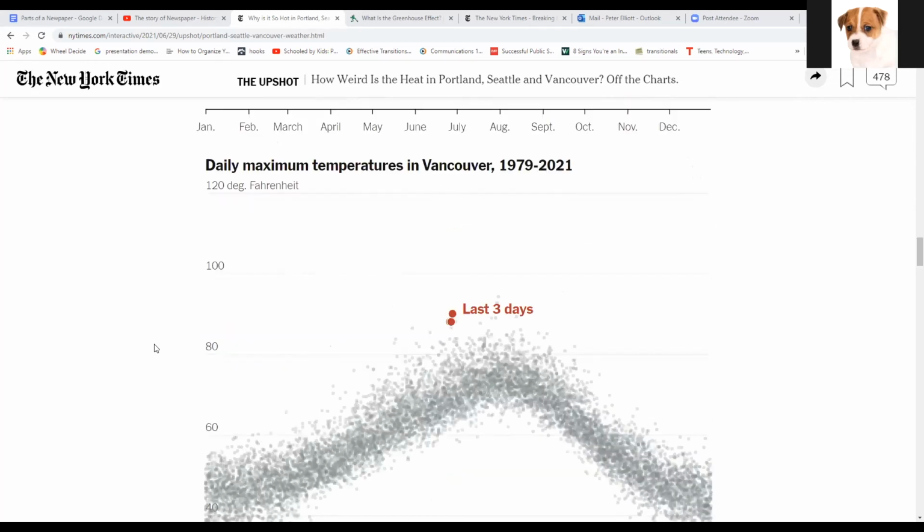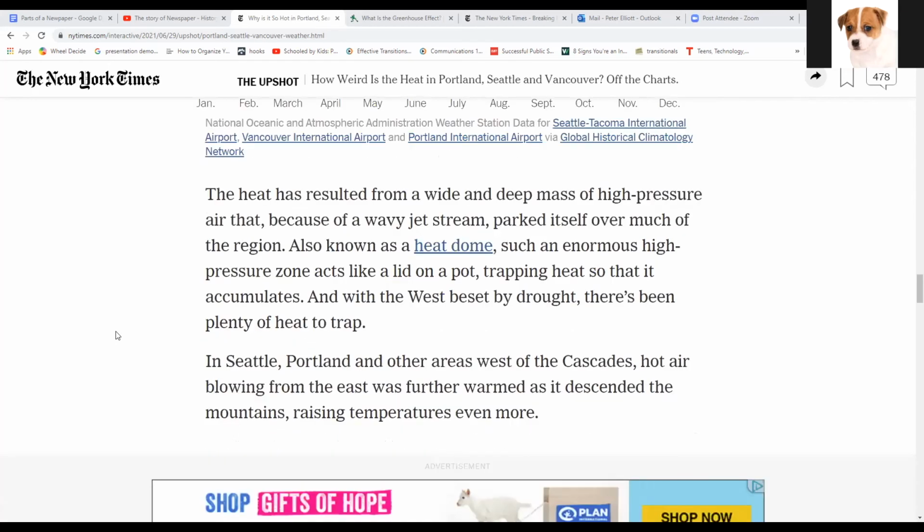Our next reader is Evangelia. I'm just going to get us down to the document. Here we go. Go ahead, Evangelia. Could you read the 2 paragraphs for us? Okay. The heat has resulted from a wide and deep mass of high-pressure air that, because of a wavy jet stream, packed itself over much of the region. Also known as a heat dome, such an enormous high-pressure zone acts like a lid on a pot, trapping heat so that it accumulates. And with the West beset by drought, there has been plenty of heat to trap. In Seattle, Portland, and other areas west of the Cascades, hot air blowing from the east was further warmed as it descended the mountains, raising temperatures even more.